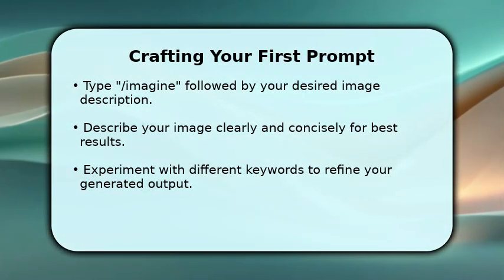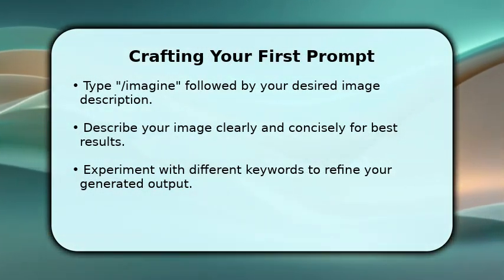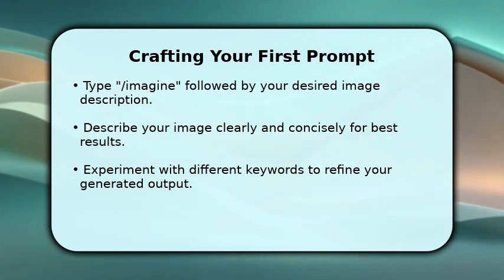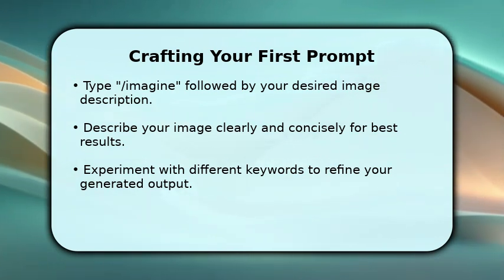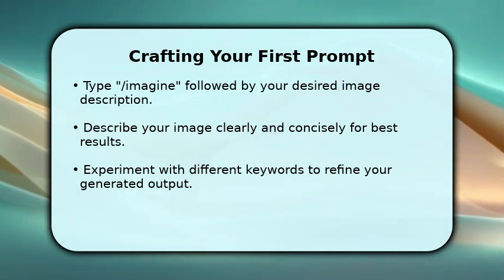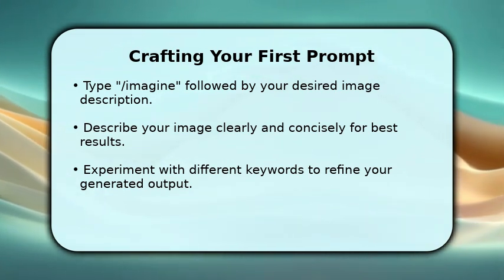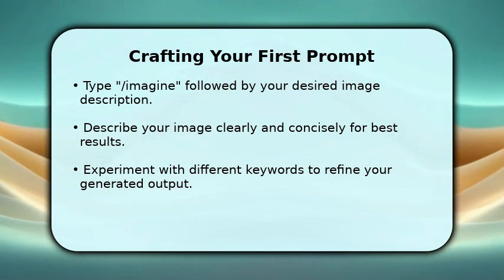To generate your very first image, simply type the command /imagine into the chat. After /imagine, you'll enter your prompt, which is a text description of what you want to see. Be as descriptive as possible. For example, a futuristic city at sunset with flying cars. The bot will then process your request and present you with a grid of 4 unique image options. This initial step is where your creativity truly begins to take shape.